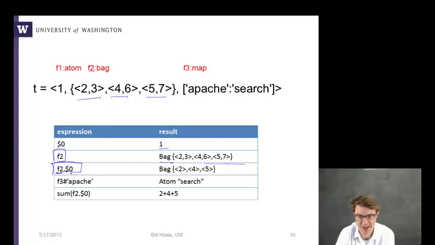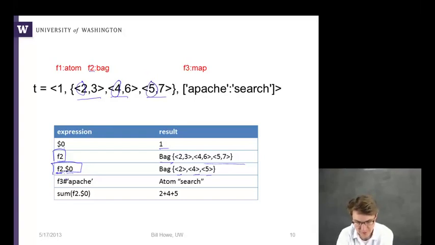Well, F2 gives me the bag, and then you can write $0, and I don't love this notation. It's a bit of an abusive notation, but what it means is for every element of the bag, project out the first element. And so this will give me another bag, but it only has 2 and 4 and 5. It has the 0th element of every tuple.